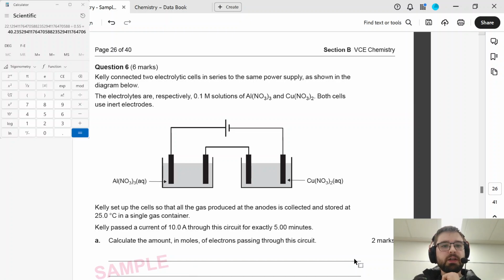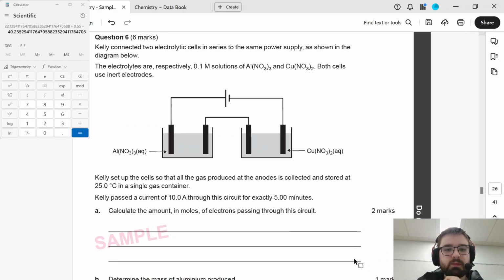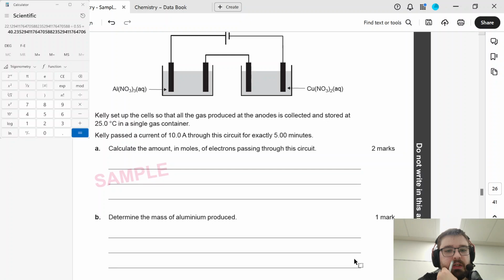Kelly connected two electrolytic cells in series to the same power supply as shown in the diagram below. The electrolytes are respectively 0.1 molar solutions. Both cells use inert electrodes. The gas produced is collected and stored at 25 degrees.